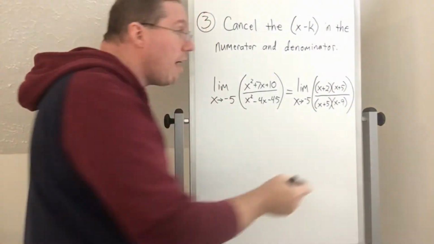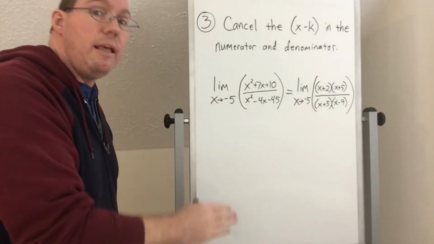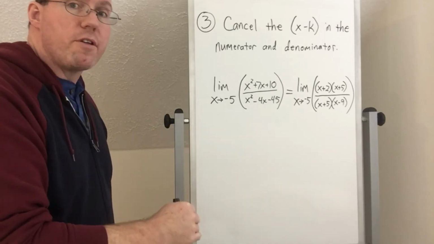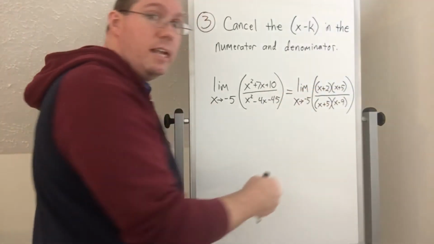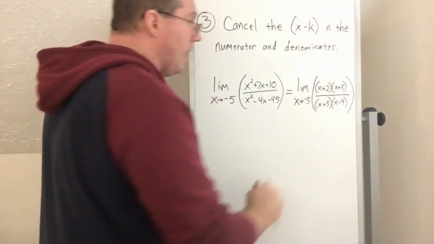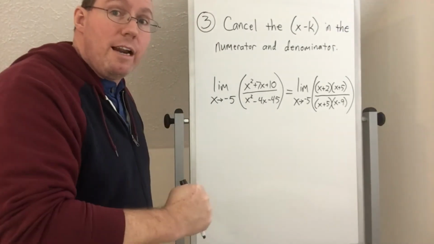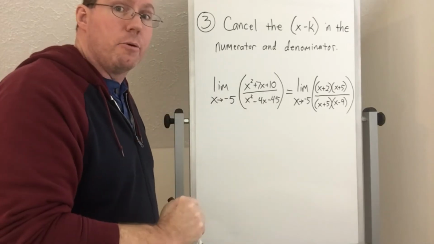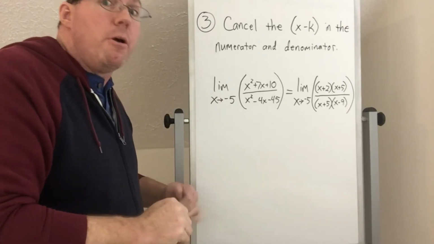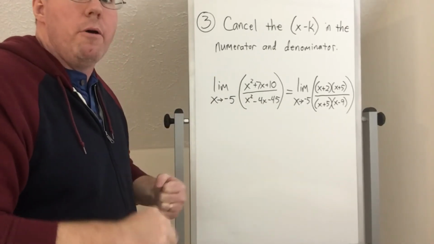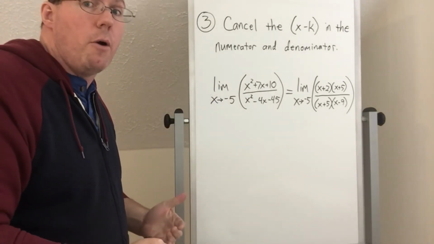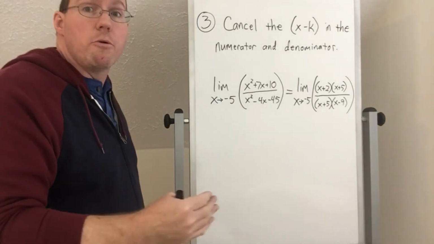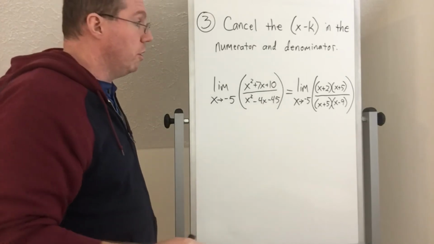This x plus 5 is what is causing the limit to be 0 over 0. It is causing the numerator to equal 0, and it is causing the denominator to equal 0. So if we get rid of the thing that is causing the numerator to equal 0 and the denominator to equal 0, then it's possible that the numerator will no longer equal 0, the denominator will no longer equal 0, and we now will be able to get closer to a number solution, okay?